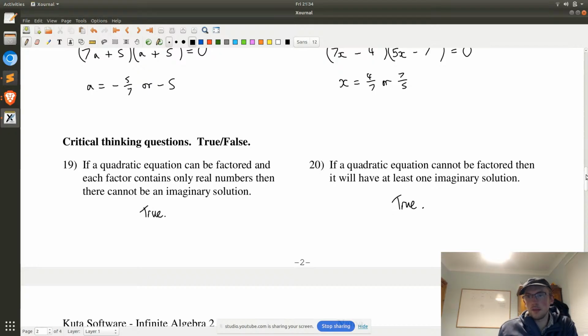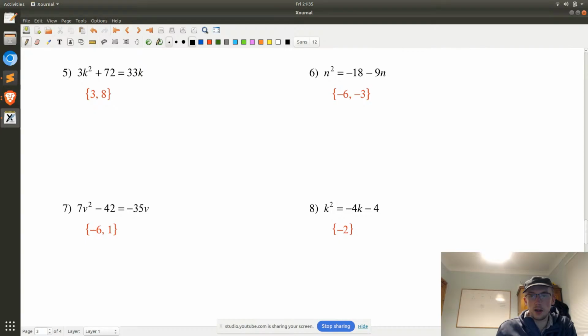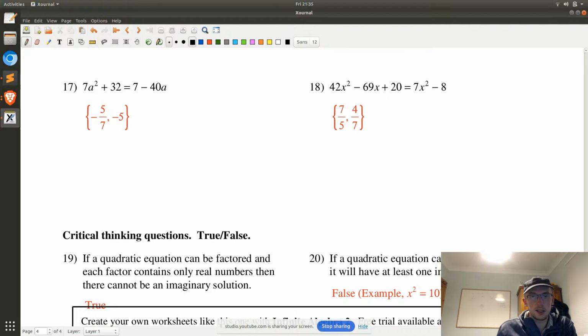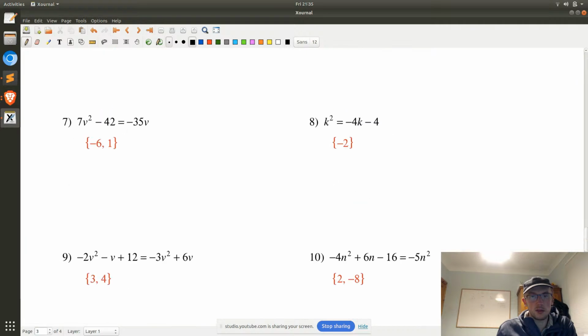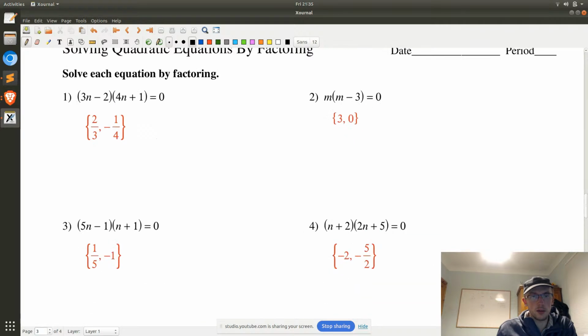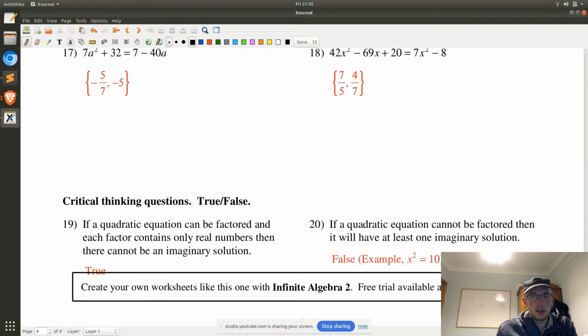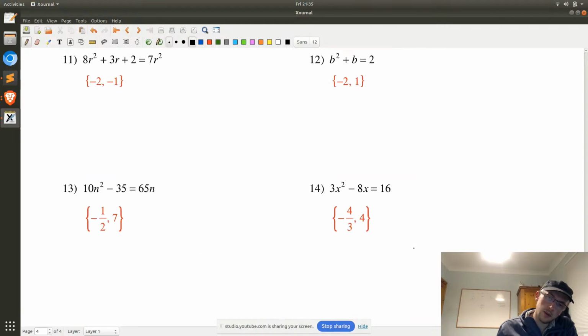If I see these and they're both like false, I'm going to be so disappointed. Okay, wait. Any imaginary solutions? No, they're all real. Okay, left one true, right one cannot be factored. Oh, yeah. Oh, yeah, of course.